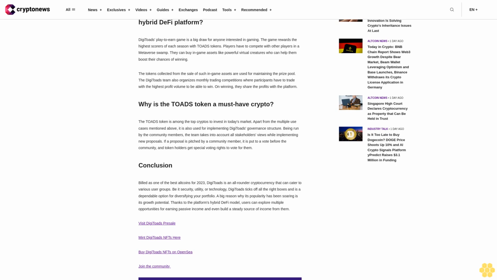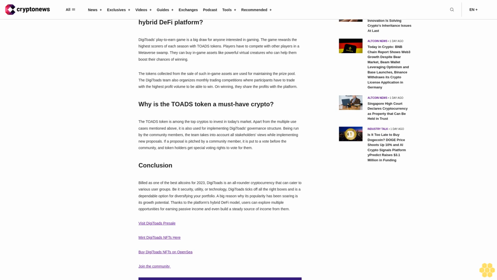Why is the Toads token a must for crypto? The Toads token is among the top cryptos to invest in today's market. Apart from the multiple use cases mentioned above, it is also used for implementing DigiToads' governance structure. Being run by the community members, the team takes into account all stakeholders' views while implementing new proposals. If a proposal is pitched by a community member, it is put to a vote before the community, and token holders get special voting rights to vote for them.